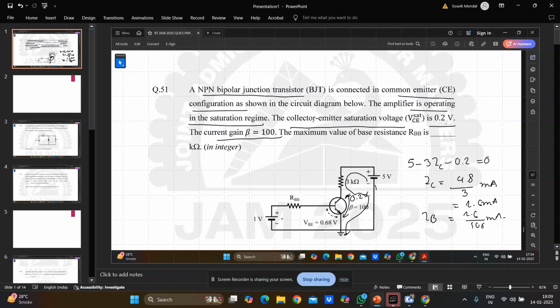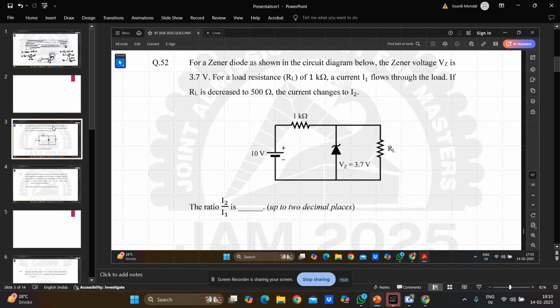Now apply KVL in this loop. So 1 volt minus IB into RB minus 0.68 is equal to 0. So RB is 1 minus 0.68, which is simply 0.32, divided by IB, which is 1.6 into 10 to the power minus 3... so the answer will be 20. Okay, so the integer answer is 20. So this is the first one.